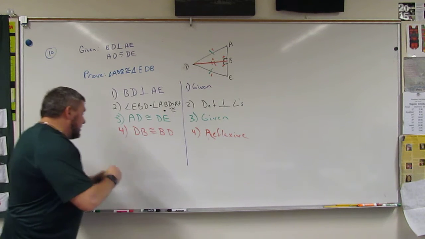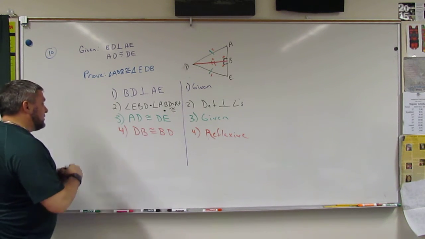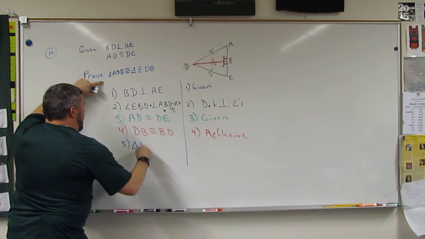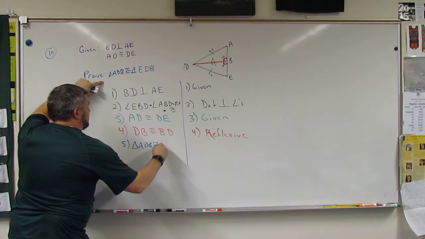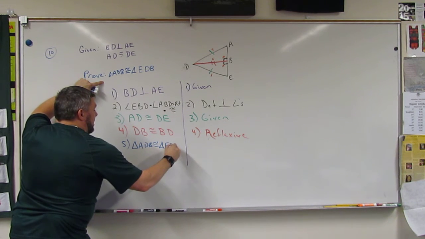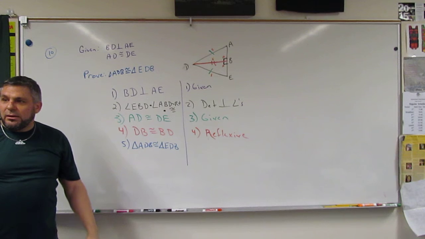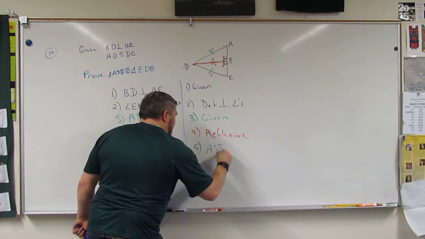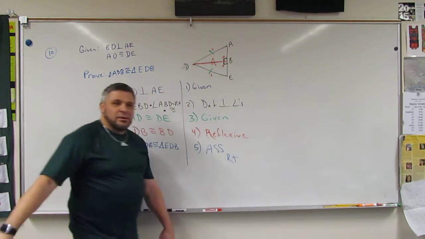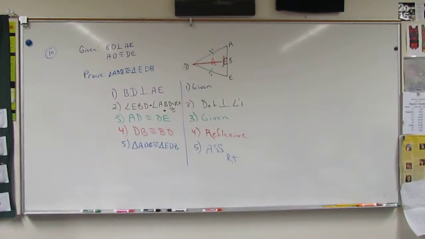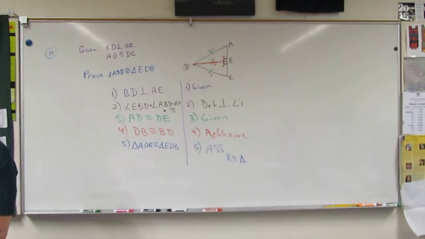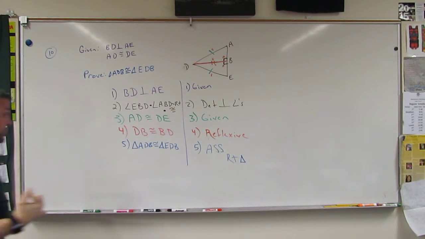So that means, let's use a different color. That means that we can prove this. Triangle ADB is congruent to triangle EDB. Why? Because it's right, baby. Because it's right. It's a right triangle. So ASS works. Okay? Now the extra credit is the flow chart.